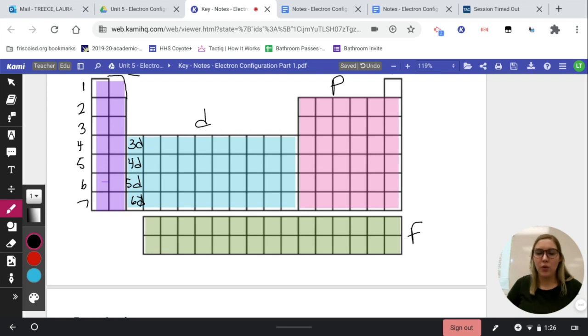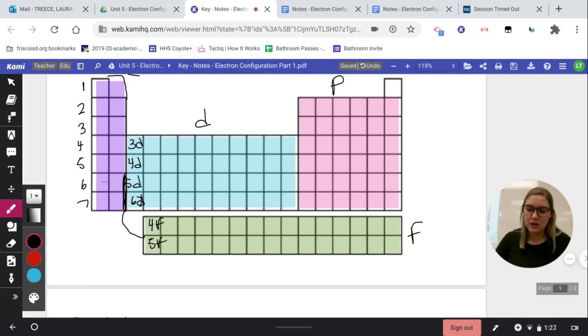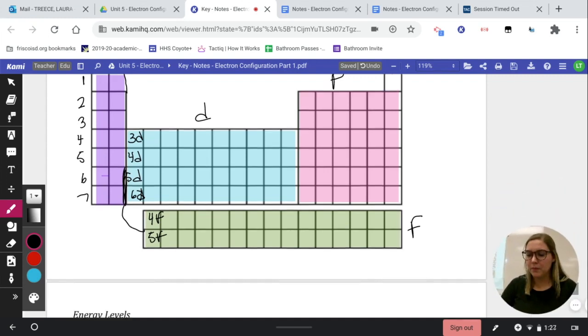And then for our F orbital, remember our F orbital is inserted right here in our periodic table, in between our S and our D block. So it's always 2 rows below. If that was the 6th row, then this would be 4F. And then the 7th row, this is 5F. So those are our exceptions to the row rule.